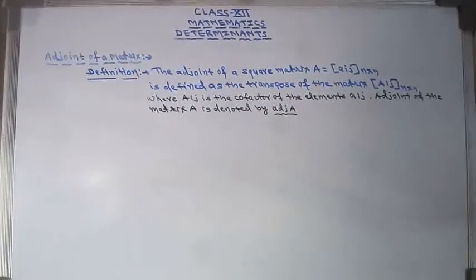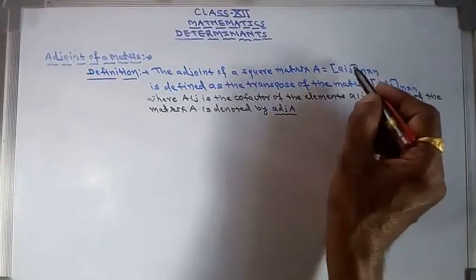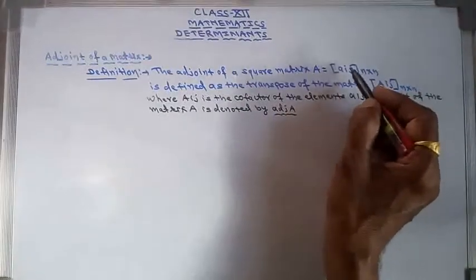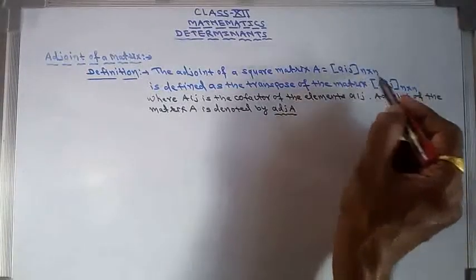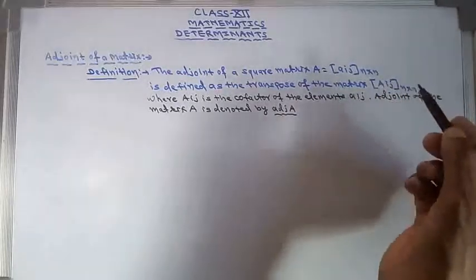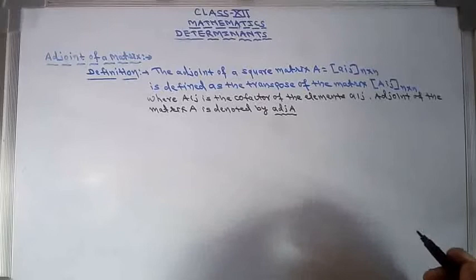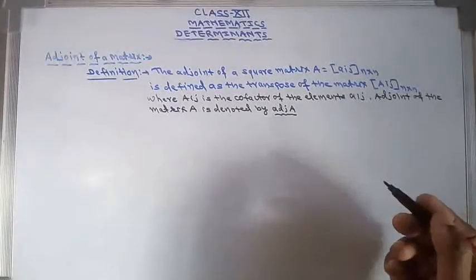So students, you remember, whenever you have to find the adjoint of this matrix small aij, you take the corresponding cofactors of every element in the matrix aij and take its transpose. It gives us the adjoint of the given matrix.